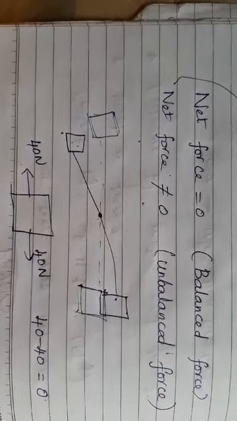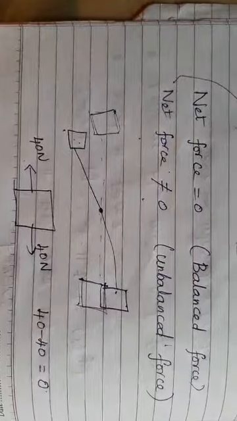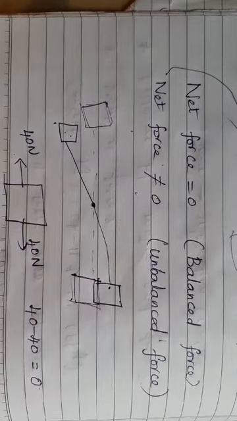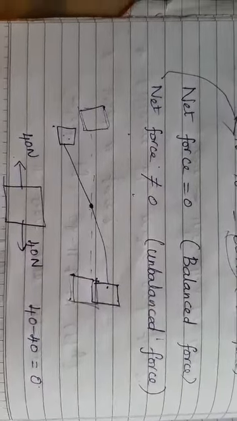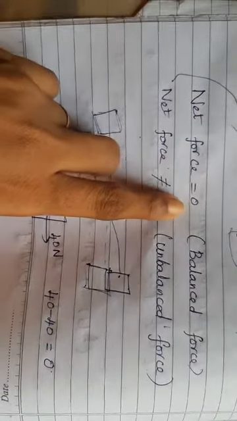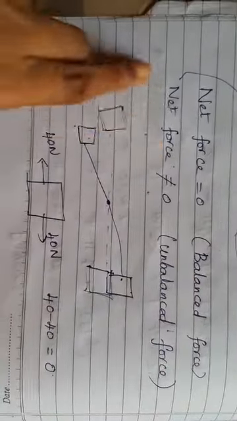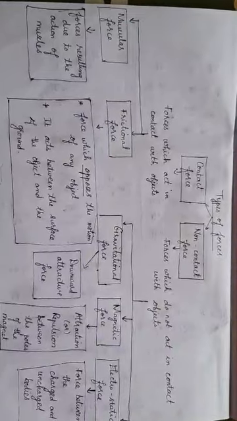Then we saw how to calculate the net force. If the forces are acting in the same direction, I add the forces. If they are acting in the opposite direction, I will subtract them. And on the whole, if the net force is 0, I call the forces balanced forces, and if they are not equal to 0, I call them unbalanced forces.